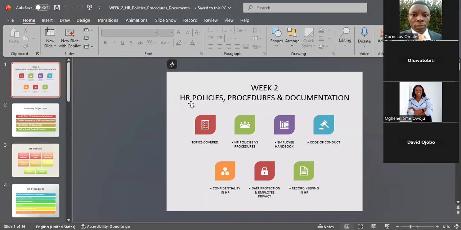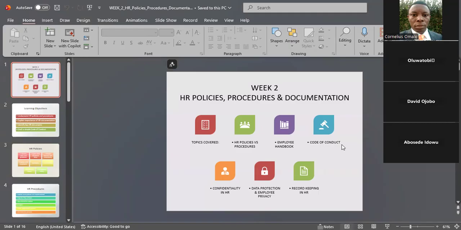What we're going to look at briefly today: I might be a bit fast, but since the Zoom is going to expire in a few minutes, I will put another link so that we can exhaust this topic. It's very, very broad. So we're starting with HR policy versus procedure, policy and procedure, what it means.